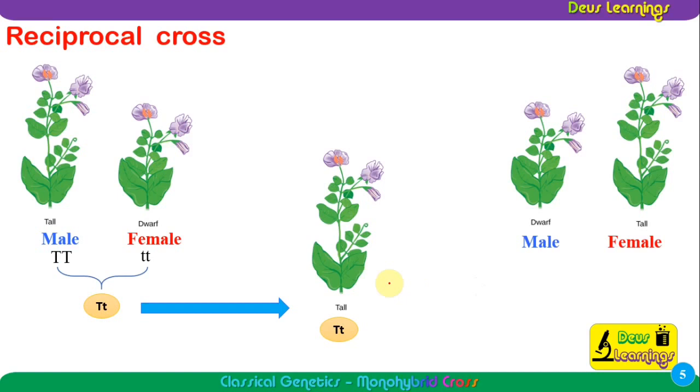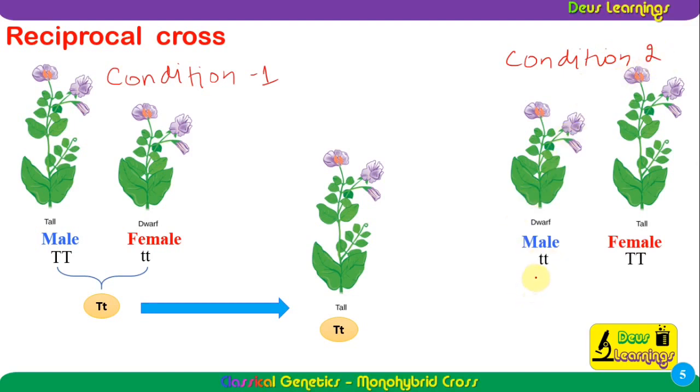So in condition 1, we got a tall plant, right? What about condition 2? Here also we are going to get the same heterozygous dominant individual, right? This kind of cross, in which you change the gender with the genotype, we call a reciprocal cross.